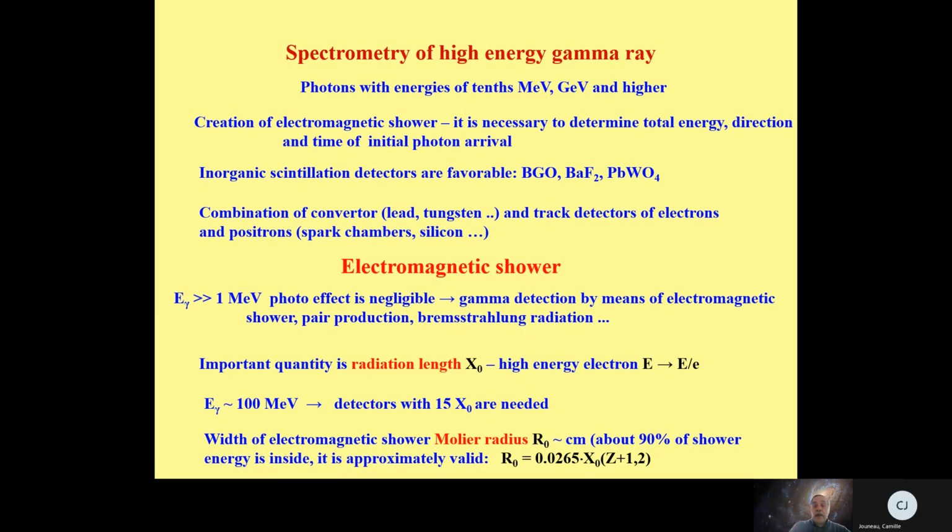In this case, a very important quantity for the description of an electromagnetic shower is the radiation length. This is the length in which a high energy electron will lose energy, and the energy will be only this.